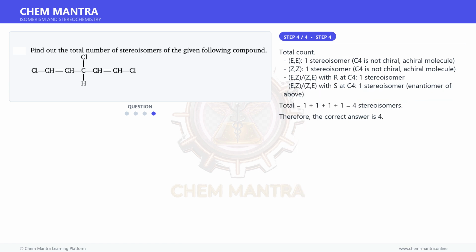And for the final step, total count. E,E: 1 stereoisomer, C4 is not chiral, an achiral molecule. Z,Z: 1 stereoisomer, C4 is not chiral, an achiral molecule. E,Z/Z,E with R at C4: 1 stereoisomer. E,Z/Z,E with S at C4: 1 stereoisomer, enantiomer of the above. Total equals 1 plus 1 plus 1 plus 1 equals 4 stereoisomers.